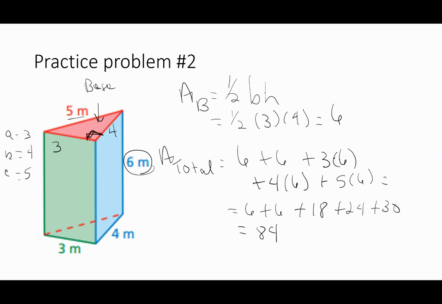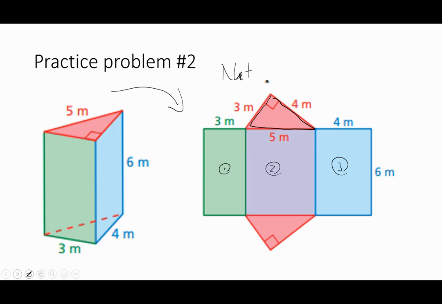I'm going to check that one more time. 12 plus 18 plus 24 plus 30. Yeah, 84 meters squared, because we're only finding what we would wrap our right triangle with. We're only finding the area of the sides, not of anything inside. If we were finding inside, we would be finding volume. So let's take a look at what that looks like right here.